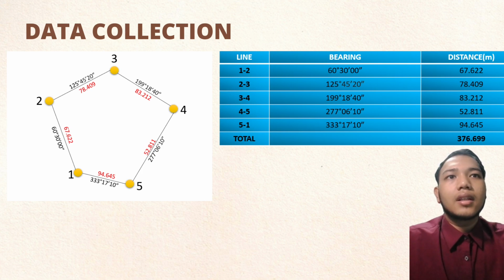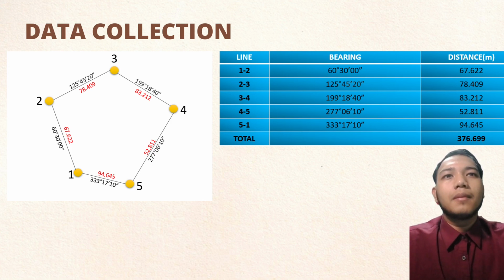The distance is 83.212. And then line 4 to 5, the bearing is 277 degrees, 06 minutes and 10 seconds. The distance is 52.811. And the last one is line 5 back to line 1. The bearing is 333 degrees, 70 minutes and 10 seconds. And the distance is 94.645. So the total distance we got is 376.699.